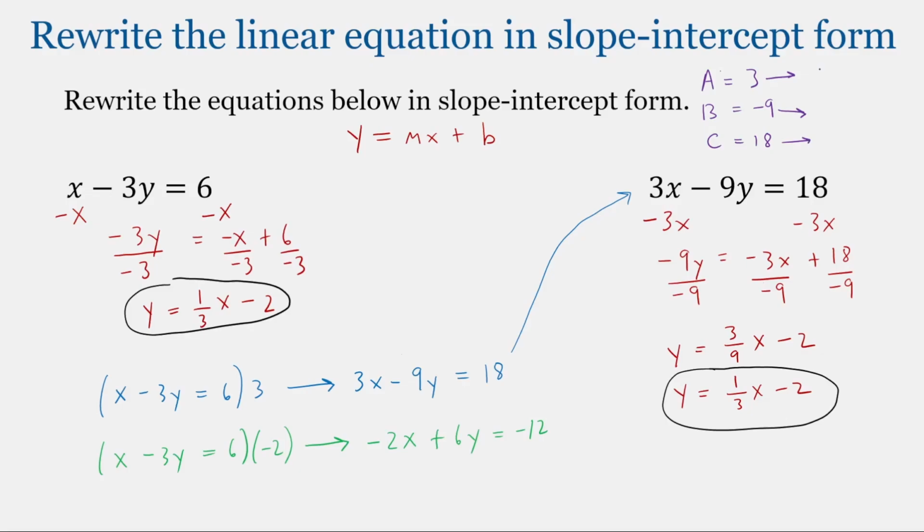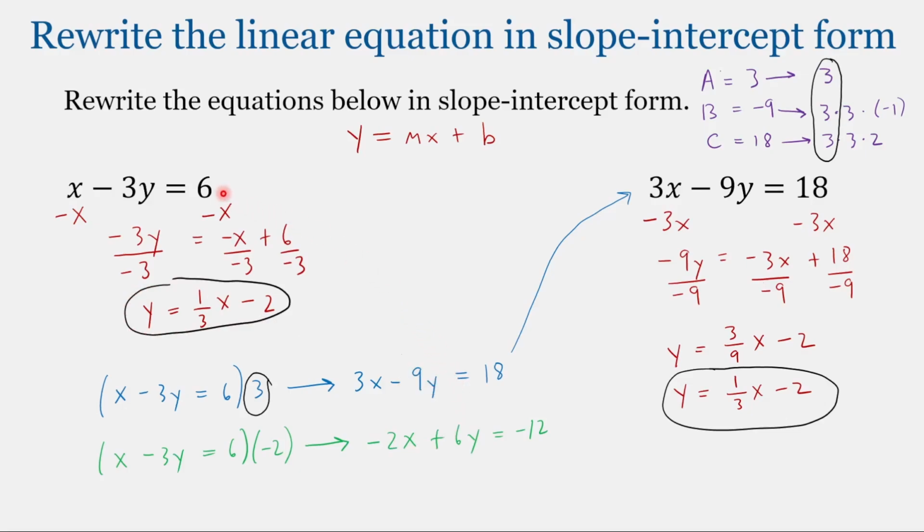Well, 3 is a prime number, so that's not going to factor any further. Well, 9, that's 3 times 3, and then also times that negative 1. 18, well, 18 is 3 times 6, so we can write this as 3 times 3 times 2. And so there is a common factor, and that common factor is 3. So that was what we multiplied the original equation by.